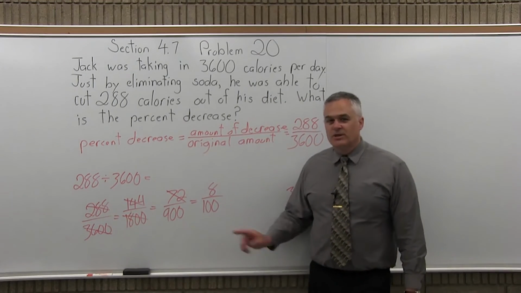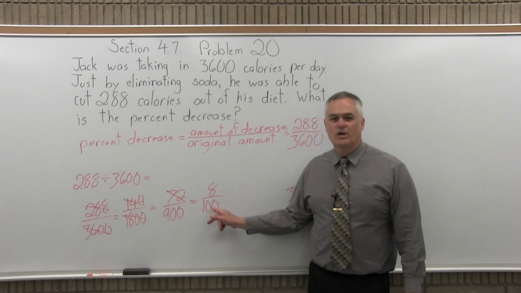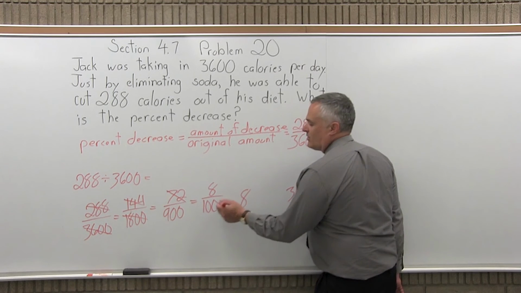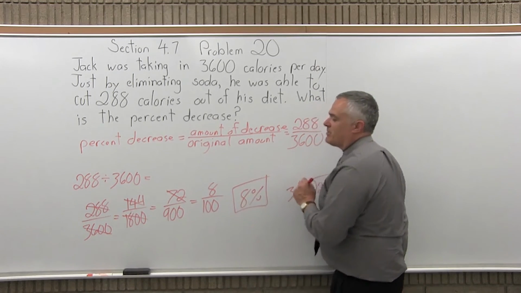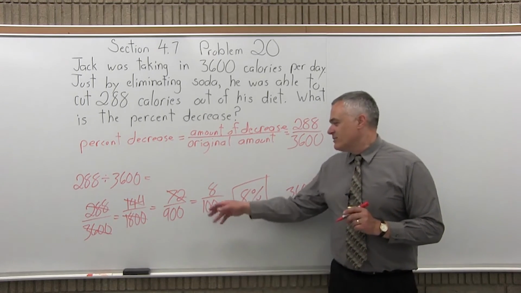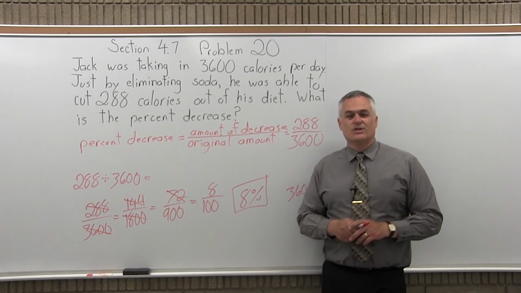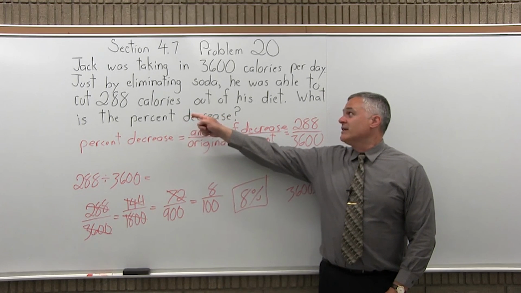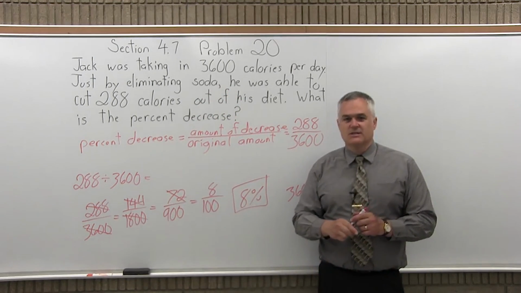Now, these are still both even. They can reduce more, but I don't want to reduce them. Since the denominator is 100, I automatically know the percent is the numerator. When the denominator is 100, if the numerator is 8, the answer is 8%. I can just stop there. And if I did reduce it further and convert it with a division, this is still what I would get. So the answer is 8%. By cutting soda out of his diet, Jack was able to get an 8% decrease in his caloric intake.